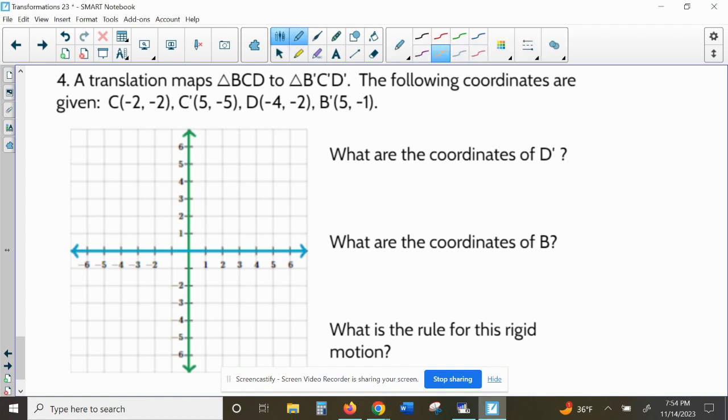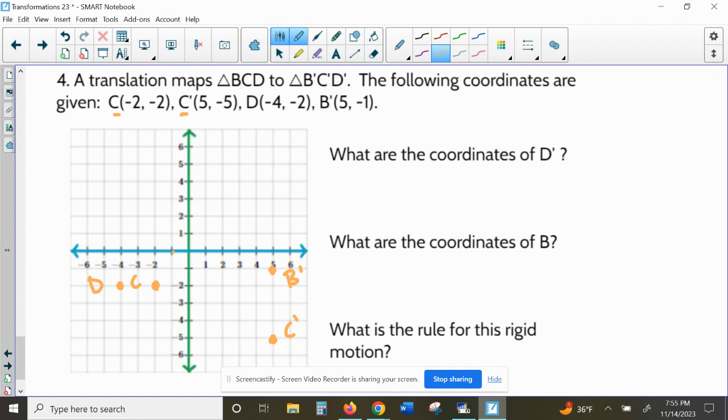C is at -2, -2. So -2 is back 2 and down 2. So this is my C. C prime is 5, -5. So that's over 5 and down 5. 1, 2, 3, 4, 5. So that's going to be over here. D is going to be at -4, so back 4 and then down 2. So this is going to be my D. And then I have B prime, which is 5, 1, 2, 3, 4, 5, and then down 1. So this is my B prime.